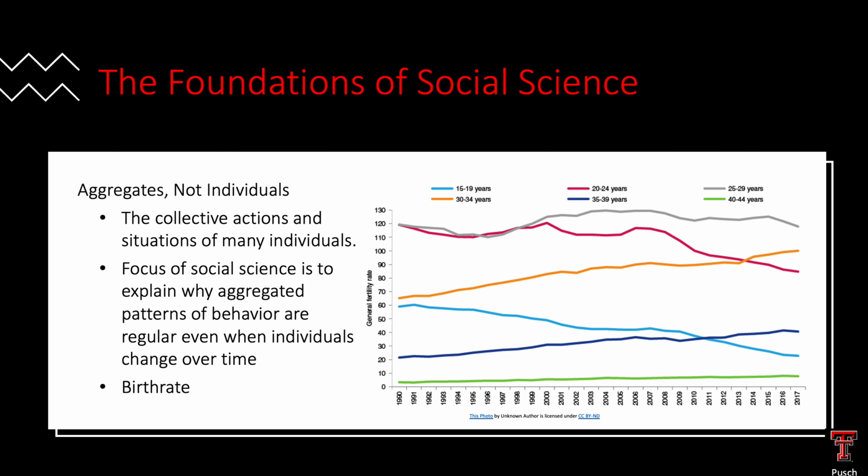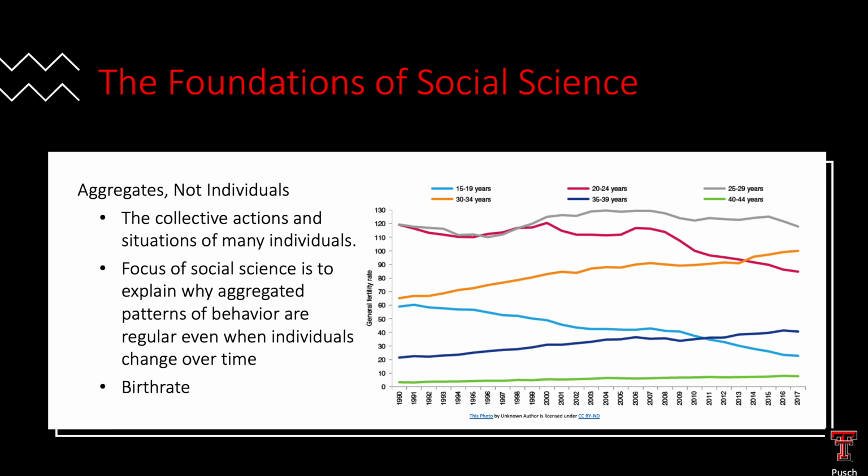We also look at aggregates and not individuals. While there are some forms of social science research that you can do that dive really deeply into a particular person or particular event, mostly we're looking at aggregates or groups. So the collective actions and situations of many individuals. So the focus of social science is to explain why aggregated patterns of behavior are regular, even when individuals change over time. So here we have an example of birth rate.